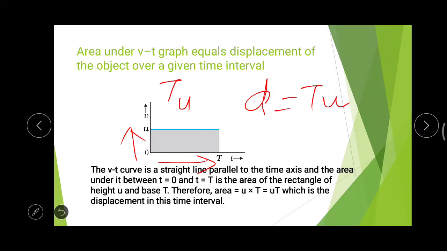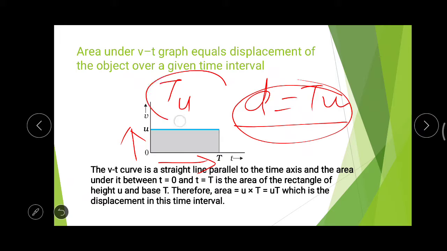Okay, t into u. So you can compare both the area and the displacement equation, both are equal, isn't it? ut, tu and tu. Displacement is tu, the area under the graph is t into u. So you can say the area under the graph, which graph? The velocity time graph gives us the value of the displacement occurred. So the explanation is given below.